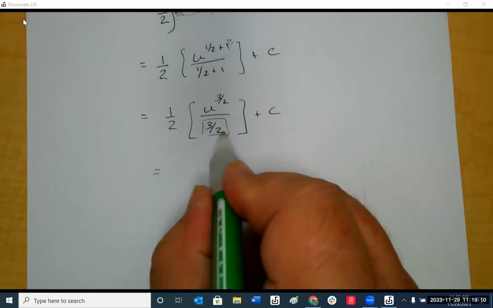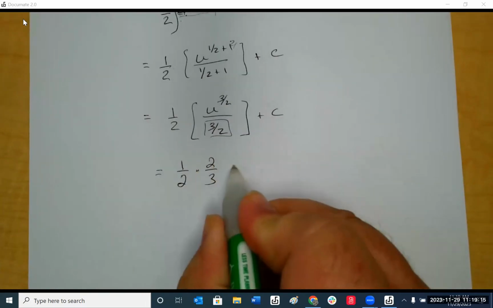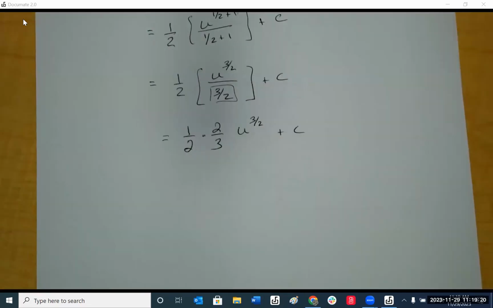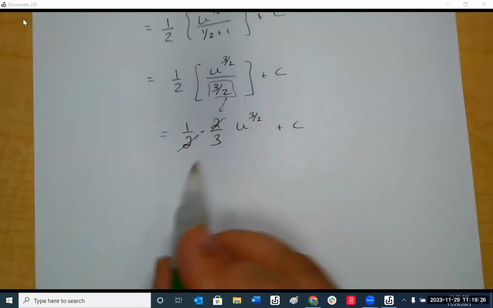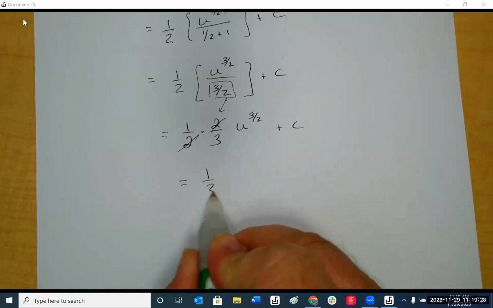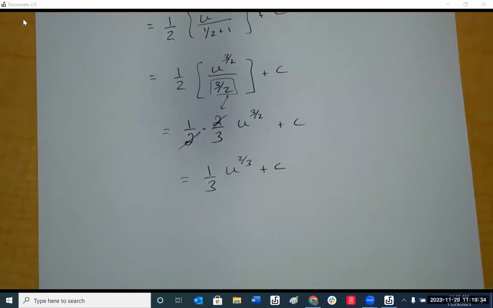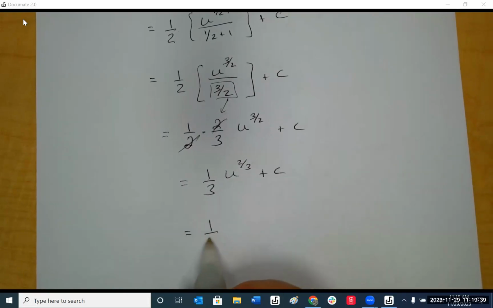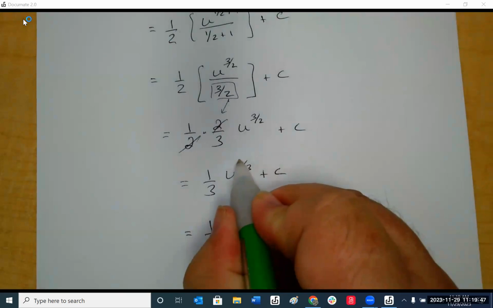So this one, I put it out in front as 2 over 3. Twos cancel, so I'm left with 1/3 u to the power 3/2 plus c. And u was 2x plus 1. Oh, so it's 3 over 2.